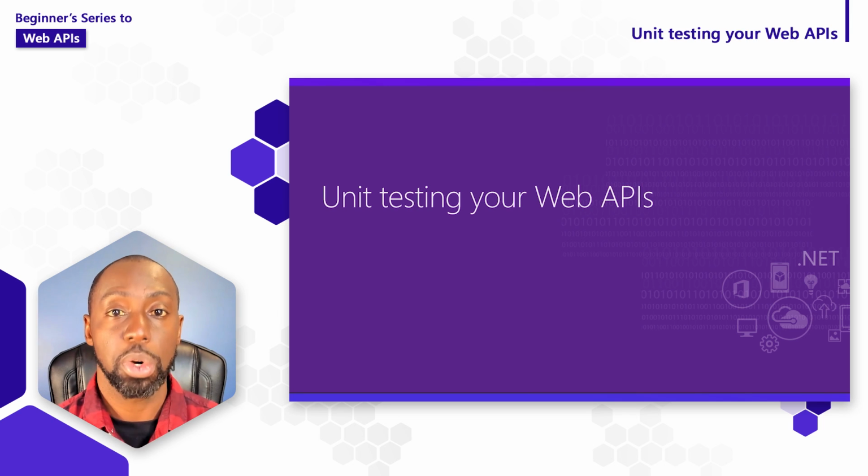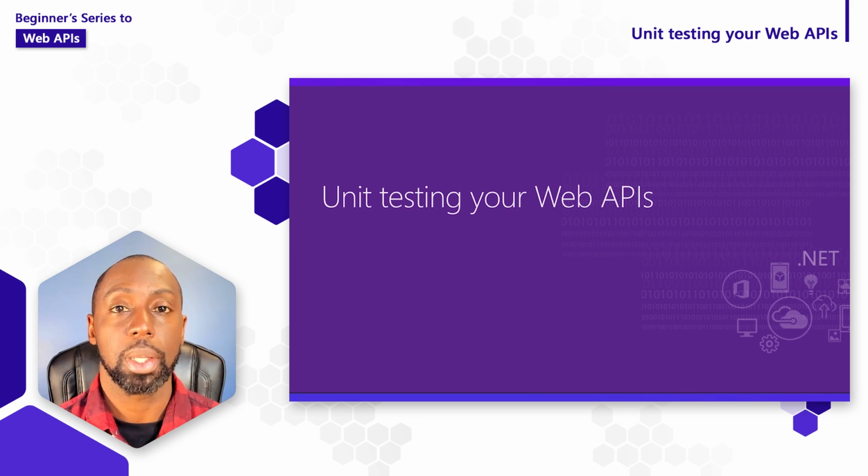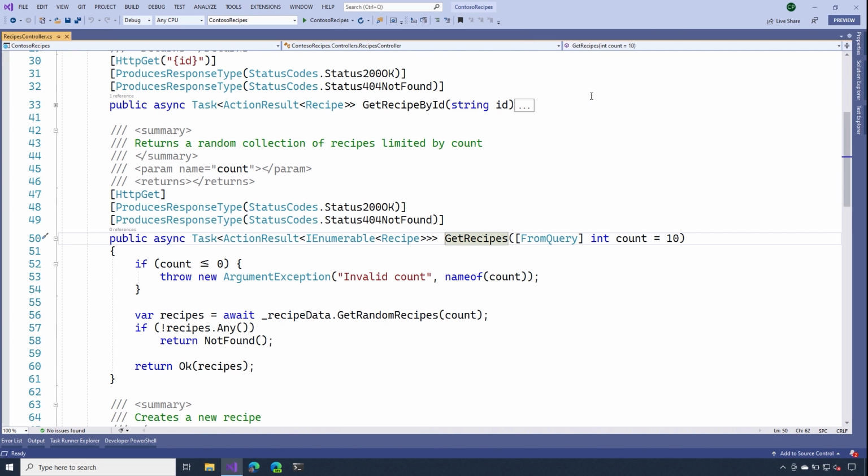Running tests for your software is important, but it's even more critical before you go to production. In this video, I want to show you how you can write unit tests for your action methods that we've created for our web API. The method that I want to start creating tests for is going to be this getRecipes action method.